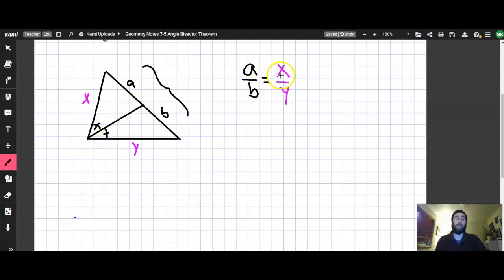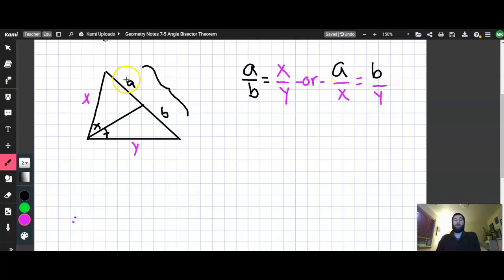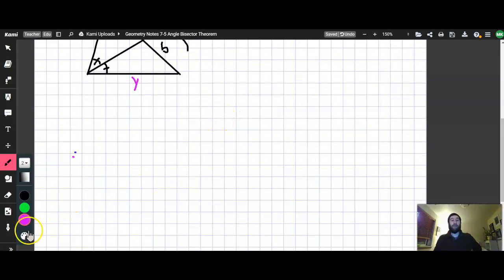And so that means we could write this instead as A over X equal to B over Y. Notice A and B are on top because they're both the segmented side. X and Y are on the bottom because those are the corresponding other sides to create our proportion. So, ladies and gentlemen, let's go ahead and put this with some practice and an example.